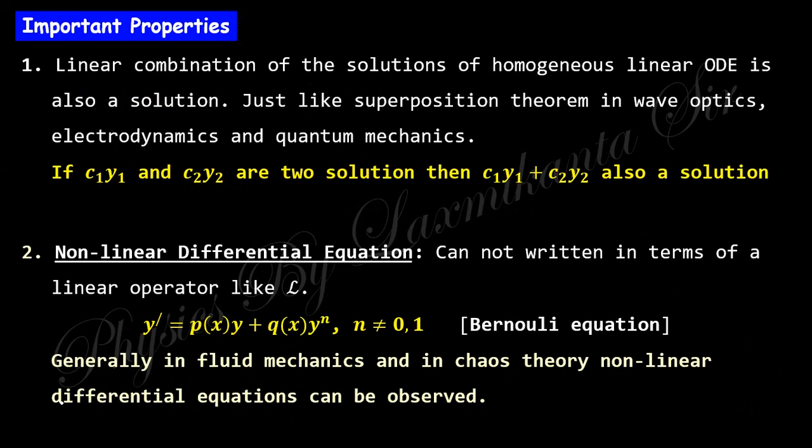Next one, what is the importance? Some important properties: if there are two solutions, c1 y1 and c2 y2, then their summation will also be a solution. You know the superposition theorem from electrodynamics. And a nonlinear differential equation is an equation which cannot be represented as a linear function. If such a quantity is added, this is called a nonlinear equation. For example, Bernoulli's equation.